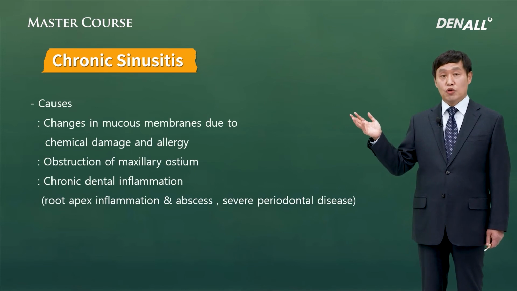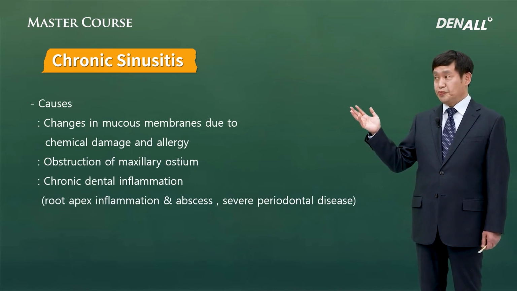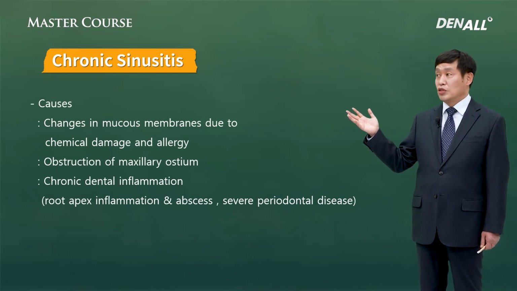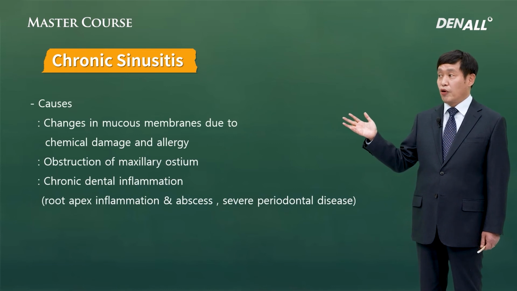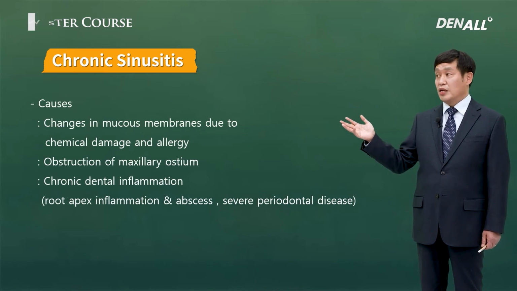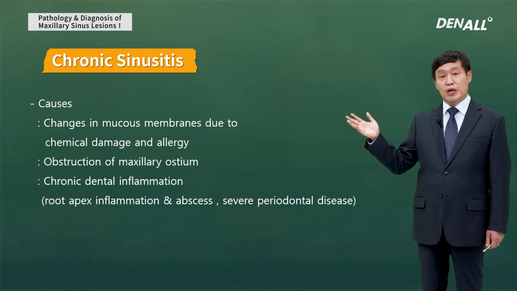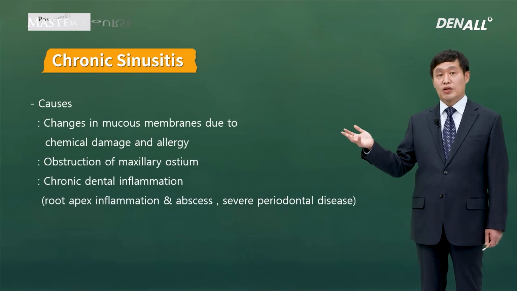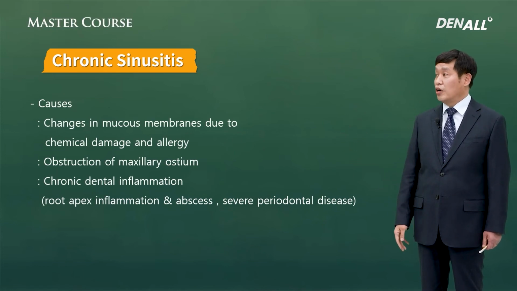The causes of chronic sinusitis can be many. There can be chemical damage such as allergy, or in most cases, the maxillary ostium itself can be blocked naturally. At times, there can be inflammation associated with teeth such as root apex inflammation and abscess, as well as continued periodontal disease.